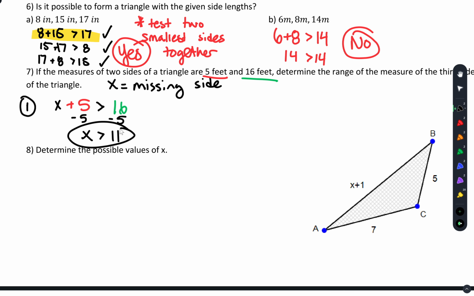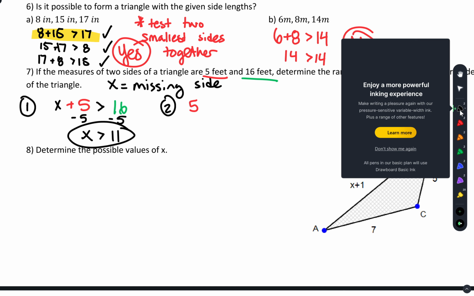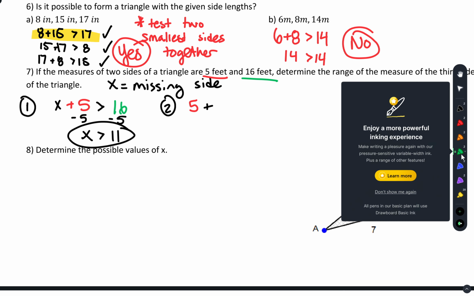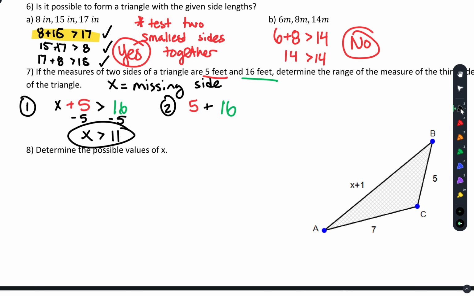Then my second assumption is, okay, what if X is the largest side? Then my two other sides, 5 and 16, when I add those together, they have to be greater than that third side. So what is the maximum value that X could be? I add 5 plus 16 to get 21. So X has to be less than 21. If it is 21, then my inequality is false. If it's greater than 21, my two sides aren't going to add together to be greater than it.